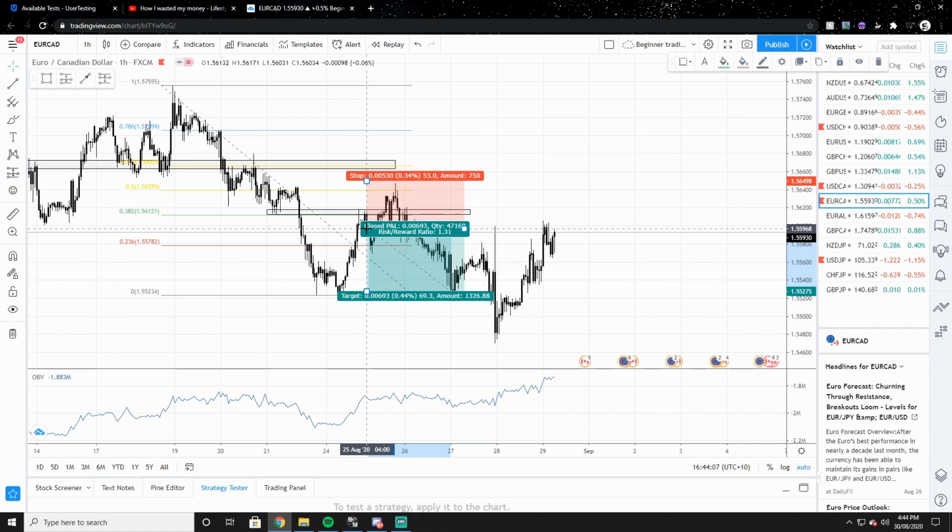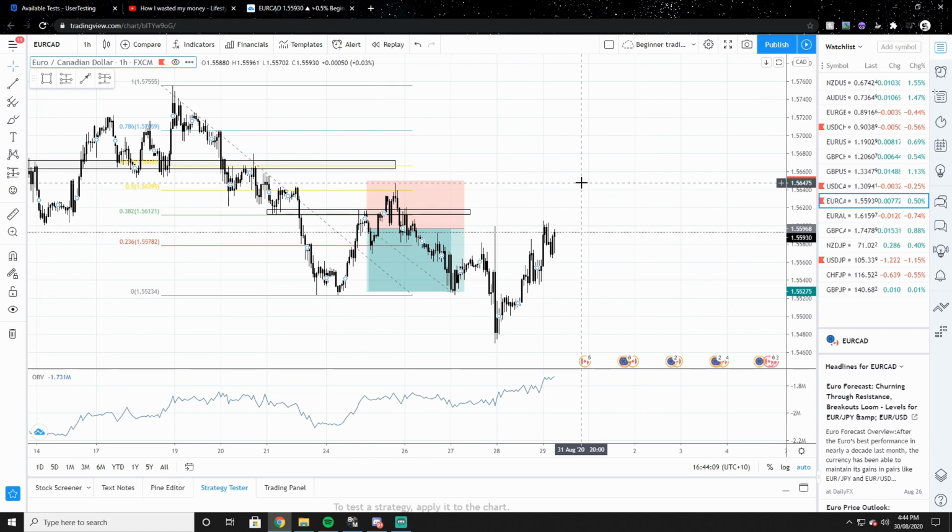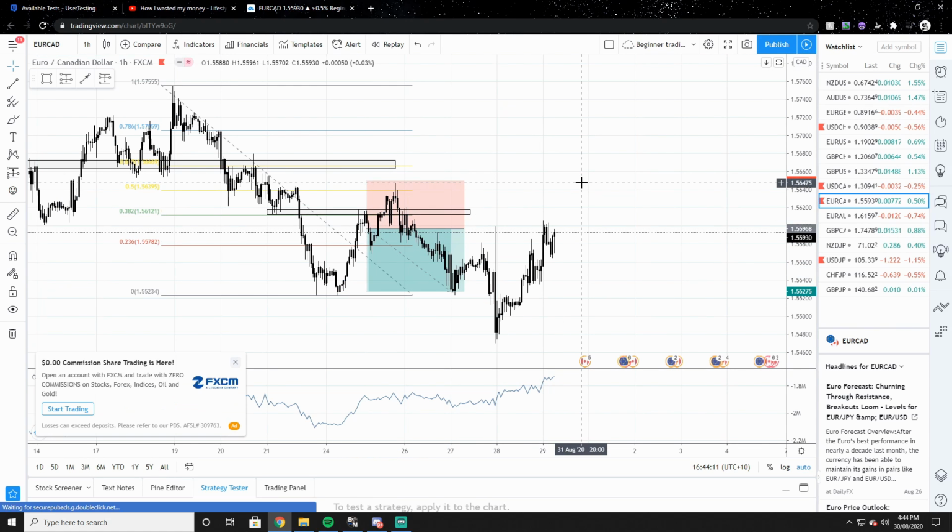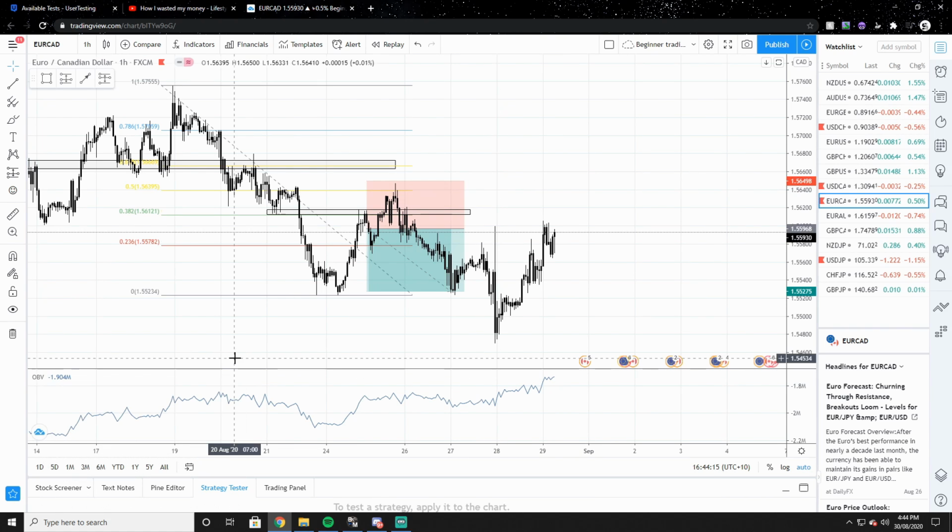So that was that trade that I took there. That's just what happened on the Euro CAD pair. Heading on to the next pair that I took, I took 2 trades on this Euro CAD pair, and I took 5 trades in total, and the next trade was on USD CHF.